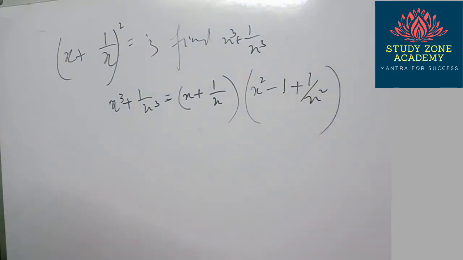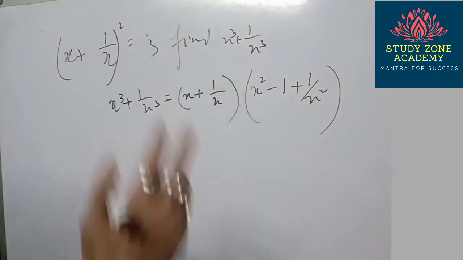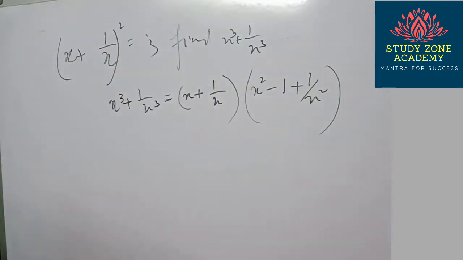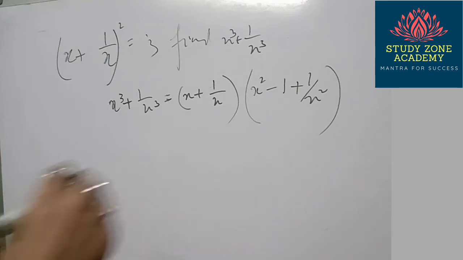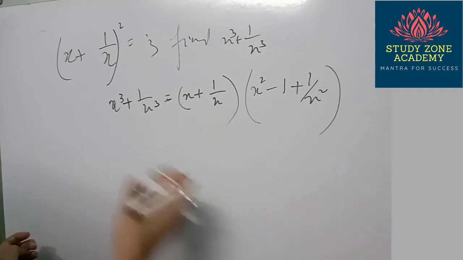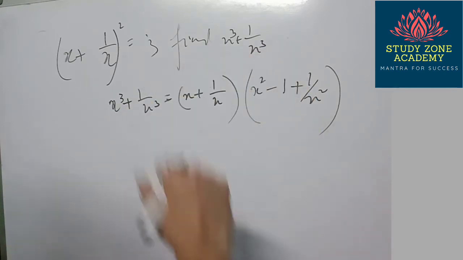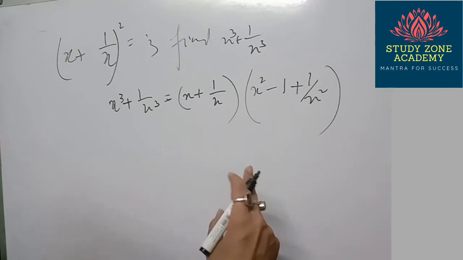So we need to get the value of x plus 1 by x, and this x square minus 1 plus 1 by x square. Clear? Fine. And is there any more formula we can apply here? Let us check. What are the things we require here? That is x plus 1 by x, and here x square minus 1 plus 1 by x square.